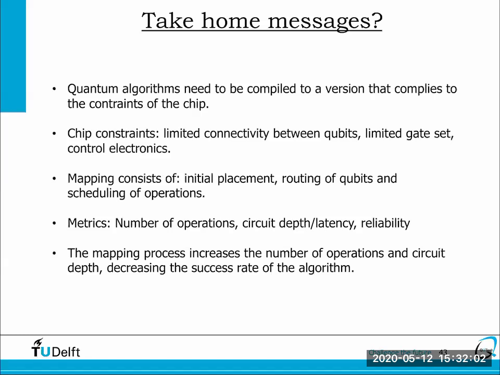And the routing step is one of the key steps because it's the one that adds operations. The metrics that are usually used to optimize are the number of operations, the circuit depth or latency, or even the reliability of the algorithm, taking into account the reliability of the different gates. And as I just mentioned, the mapping process increases the number of operations and the circuit depth, and that decreases the success rate of the algorithm.